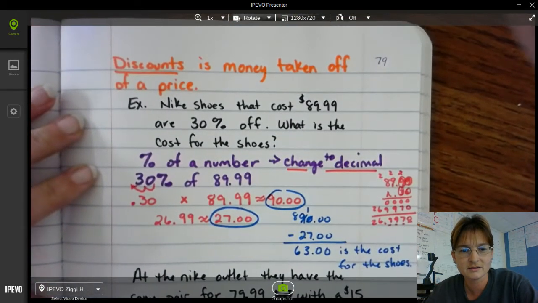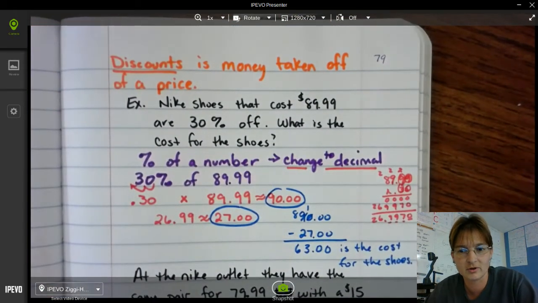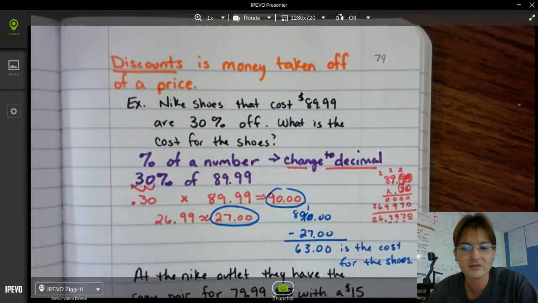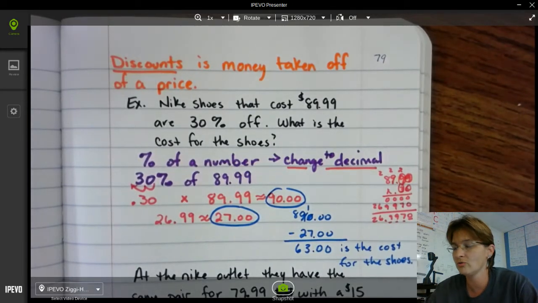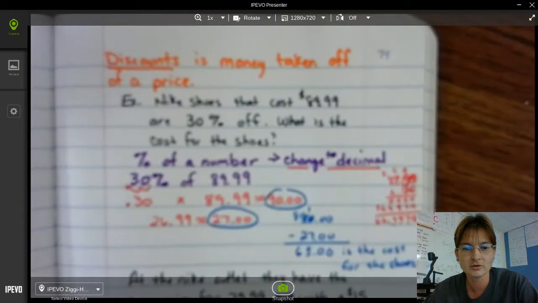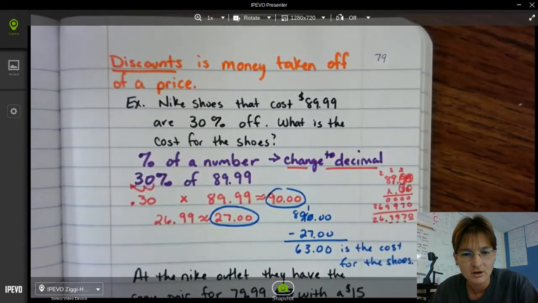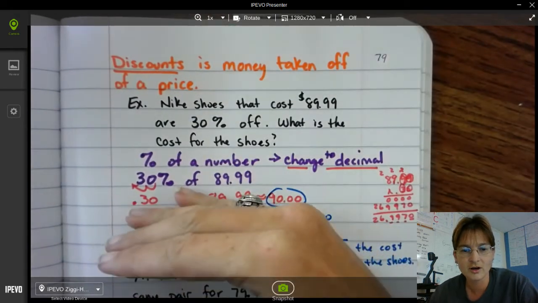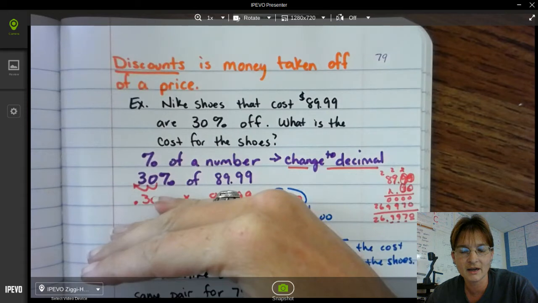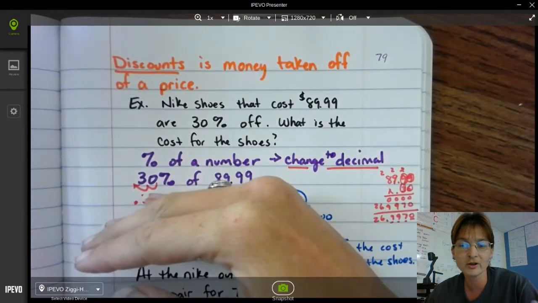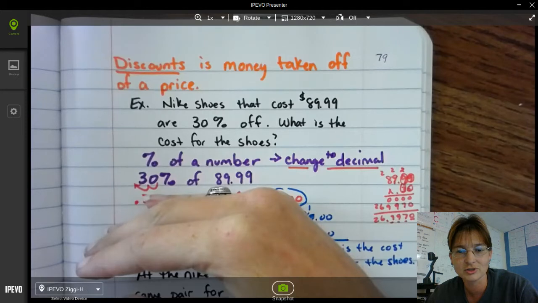And discounts. Discounts happen at all stores. It's specials, 30% off, 40% off, 15% off. You are able to do percent of a number through this. So if we go and we're looking at some Nike shoes, and say at Foot Locker, maybe they have a pair of Nike shoes that are $89.99, but they're selling them for 30% off.